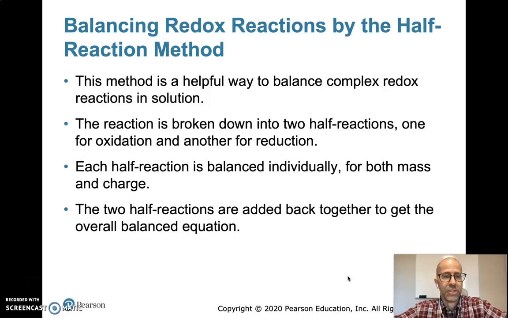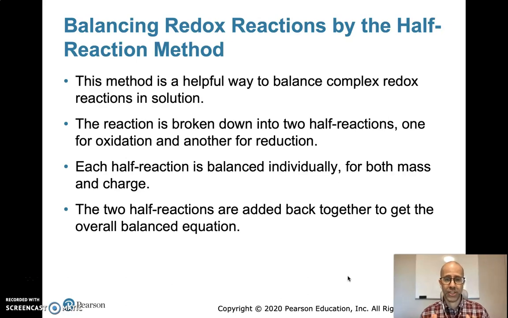So, speaking of which, let's talk about balancing. So we're going to use the half reaction method of balancing. So once you've divided your reaction into the reduction half reaction and the oxidation half reaction, now you can balance the two half reactions separately, and then when you get those balanced, you can put them together. So this method is just a helpful way to balance complex redox reactions in solution. For simple ones, you can pretty much do them easily by looking at it, but for more complex ones, this is a way that makes it a lot easier.